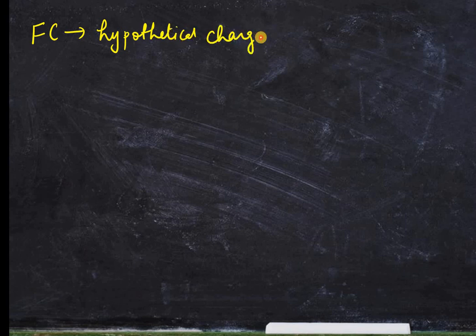So basically formal charge, what we see is not actual charge. It is a hypothetical charge, and it should be minimum, or if it is 0, that will be the best, the most stable Lewis dot structure. How to count it down?